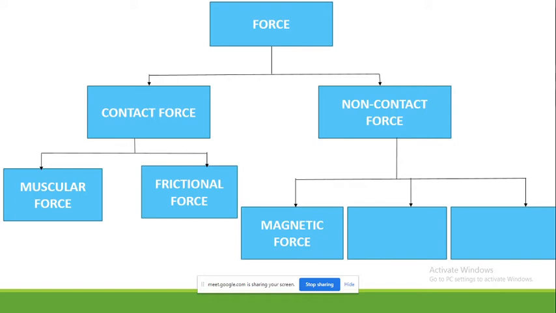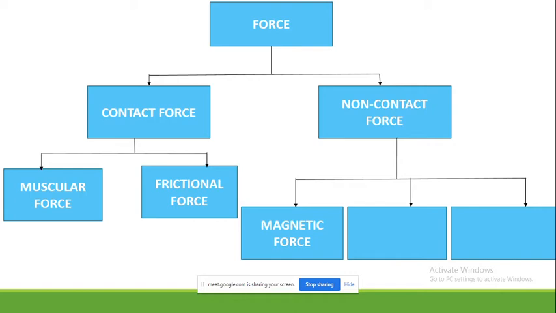Now, another one, yeah, I'm getting answers, correct. Now, if you have two magnets, they attract or they repel. So, that is magnetic force. Oh, it's magnetic. Electrostatic force. Yeah, electrostatic force. Can you explain that? What is electrostatic force to your friends, Sushmita?